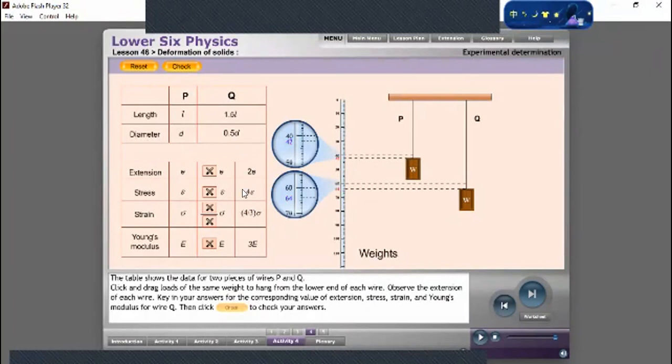From here, the stress is F over A. So once the area becomes smaller, the stress becomes higher. For the strain, the extension over the original length, because of the 1.5, it becomes greater. And at the end, if the Young's modulus for P is E, then Q will be 3 times the original Young's modulus.